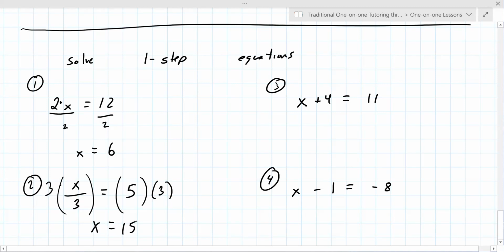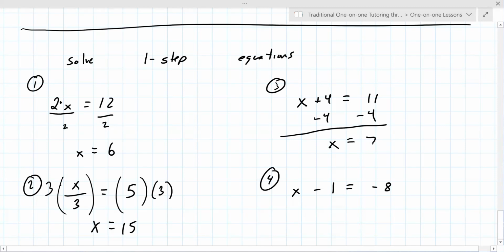Perfect. All right. Let's look at this one on the top right. X plus 4 equals 11. How do you undo addition? Subtraction. What are you going to subtract? 11 minus 4. Subtract 4 from both sides. That is 7. Okay, great.